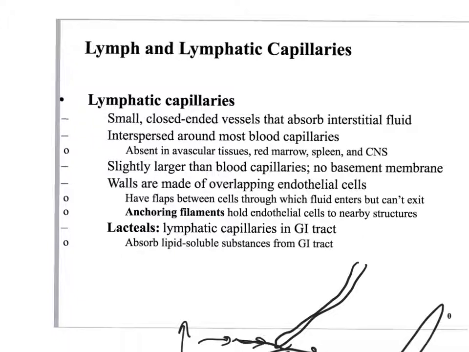Other lymphatic capillaries, there's a specialized one in the gut, in the GI tract, called lacteals. They're a little bit different in structure and in function, right? Because they absorb lipid-soluble material, all right? So lipids are absorbed through them, and we'll talk about that when we talk about the digestive system in a few weeks.